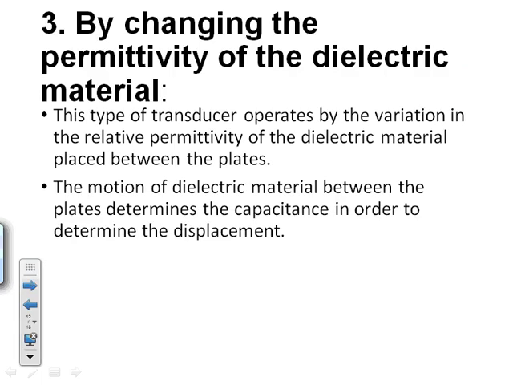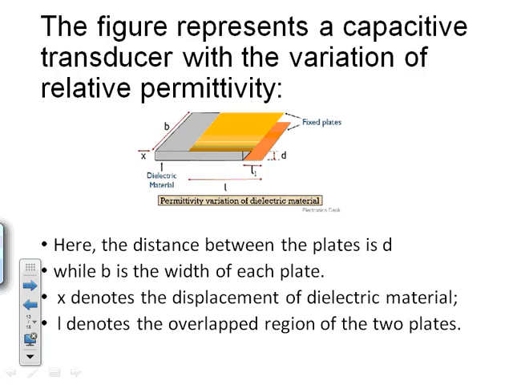And the third one is by changing the permittivity of the dielectric material. This type of transducer is operated by the variation of relative permittivity of the dielectric material placed between the plates. The motion of the dielectric material between the plates determines the capacitance in order to determine the displacement. So here the figure is shown. There are two fixed plates. In between there is a dielectric material which can be moved in and out between these two plates. So the capacitance will be varying.